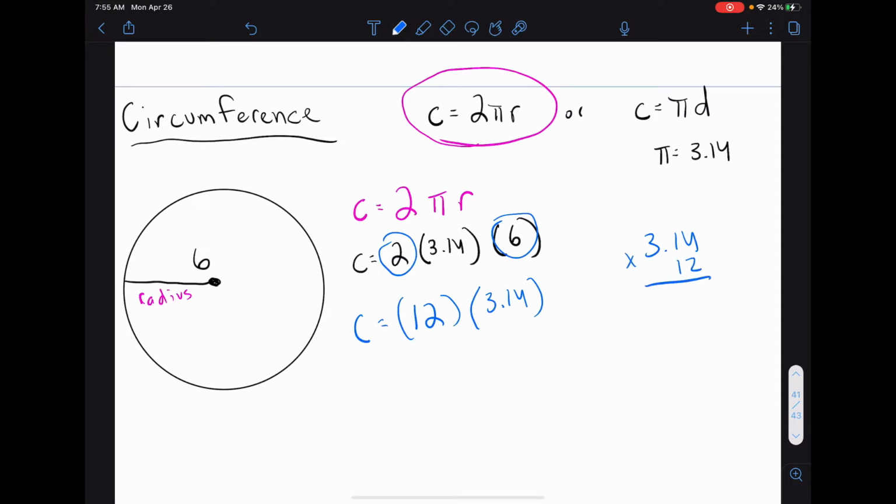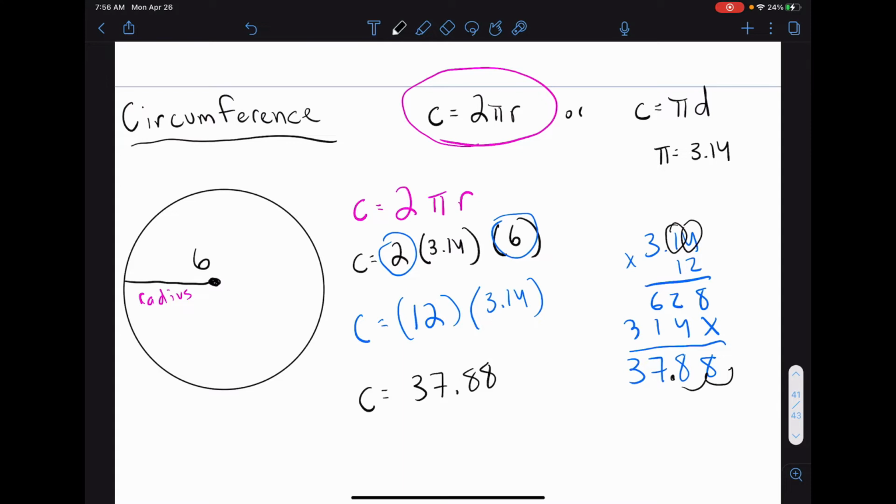Times 12. This is 8, 2, 6. Leave a space. 4, 1, 3. 8, 8, 7, 3. How many are behind the decimal? 1, 2. My circumference is 37.88. And this is how you use circumference. Very, very easy.